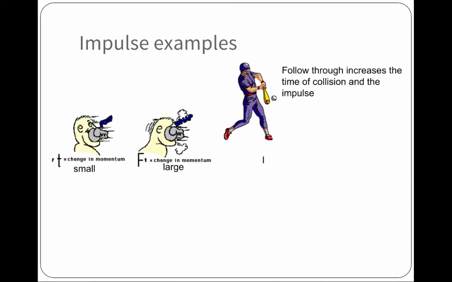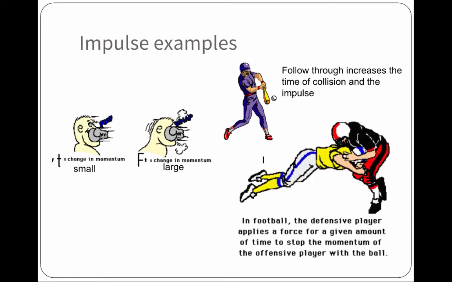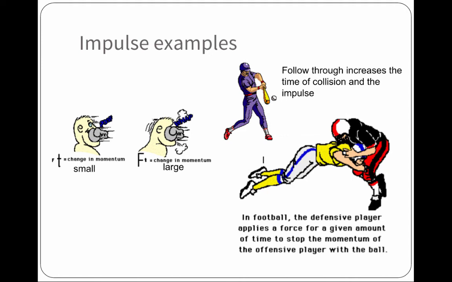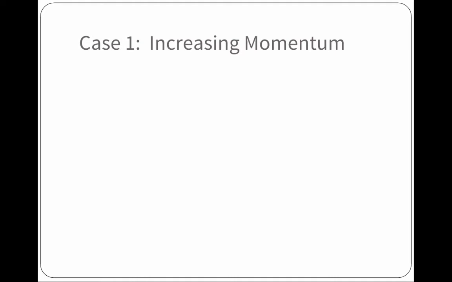So impulse examples. Getting punched slowly or getting punched fast. Follow through increases the time for the collision in hitting a baseball. In football, the defensive player applies a force for a given amount of time to stop the momentum of the offensive player with the ball. And hitting a brick or a stack of wood, karate chopping it, so to speak.